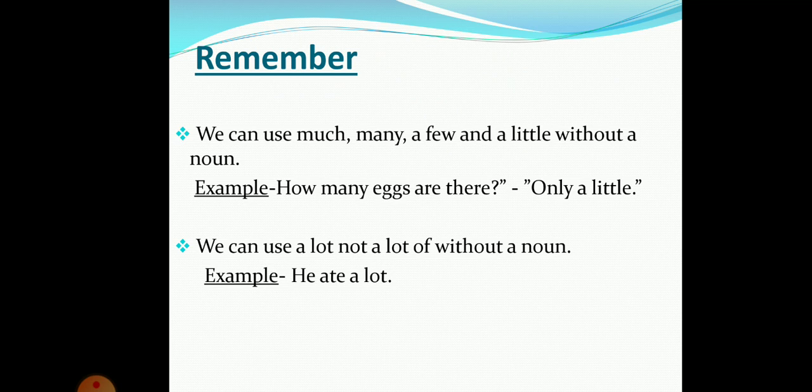We can use a lot, not a lot of. Again I am telling you, children, we can use a lot, not a lot of, without a noun. Means a lot can also be used without a noun. For example, he ate a lot.